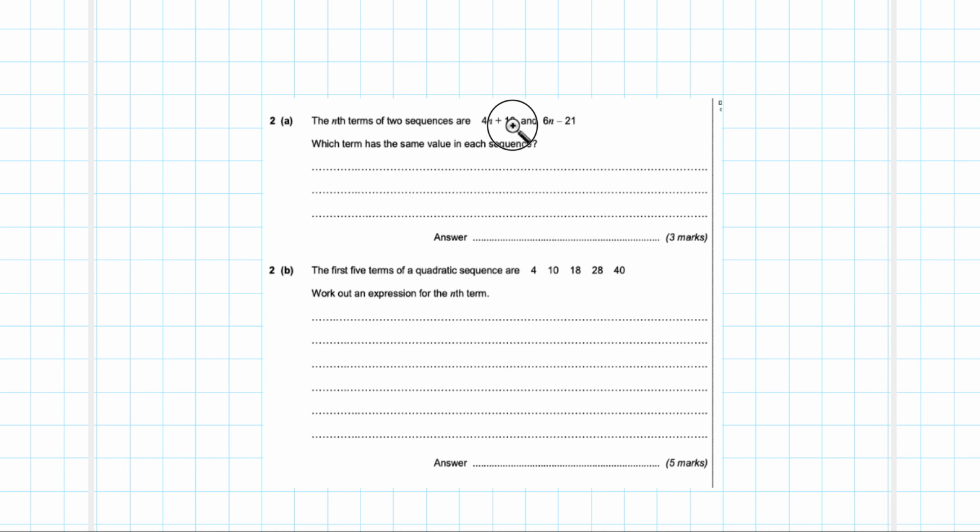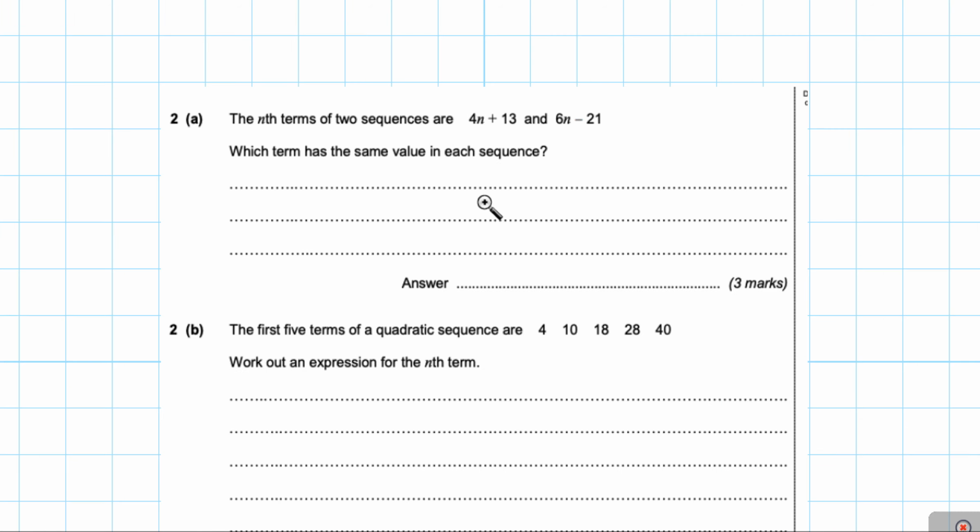Question 2a, the nth terms of two sequences are 4n plus 13 and 6n minus 21. Which term has the same value in each sequence? So if you plug in the numbers, 4n plus 13 would give you 4 plus 13, which is 17, and then you put the 2 in, so 8 plus 13, 21, etc. Then the 6n minus 21, you would also have a sequence. You're trying to find the value that appears in both sequences. That means that they're both going to equal each other.